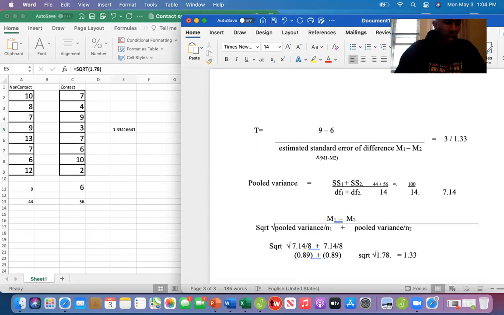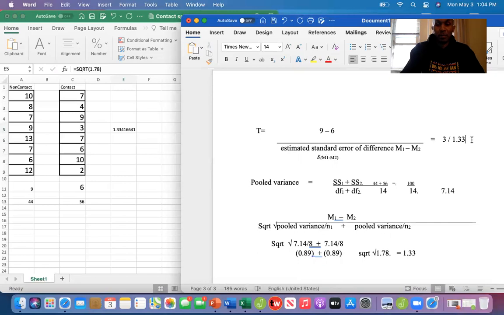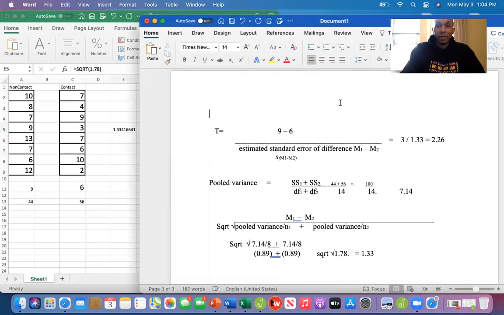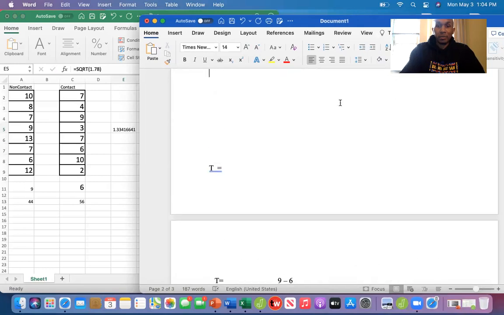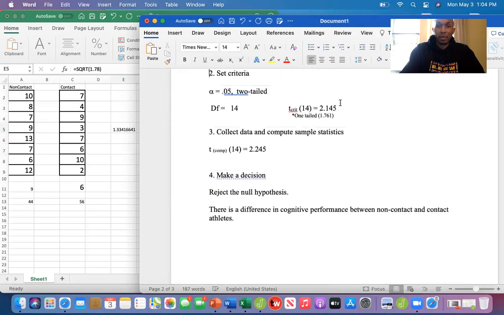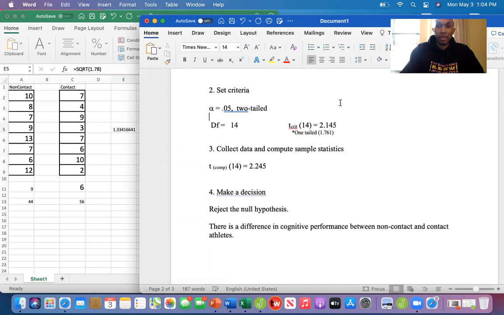Gives us, I have 2.55. I guess that would be 2.255, which I can round to 2.26. So t is going to be equal to 2.26. Again, we have our critical t value that we're comparing this t to. And the critical t value was 2.145. I computed 2.245.